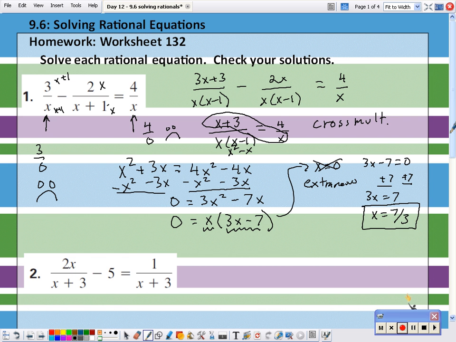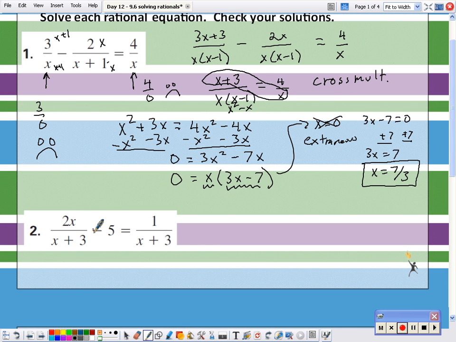All right, number 2. I'm going to start the same way. I'm going to create common denominators. So I'm going to put this 5 over 1, and I'm going to multiply it by x plus 3 over x plus 3. And I'm going to have 2x over x plus 3. Now, what I'm really going to do is distribute this as if it was a negative 5 and make this an addition problem so I don't forget that I'm subtracting the 5. So I'm going to have plus negative 5x minus 15 over x plus 3 equals 1 over x plus 3.